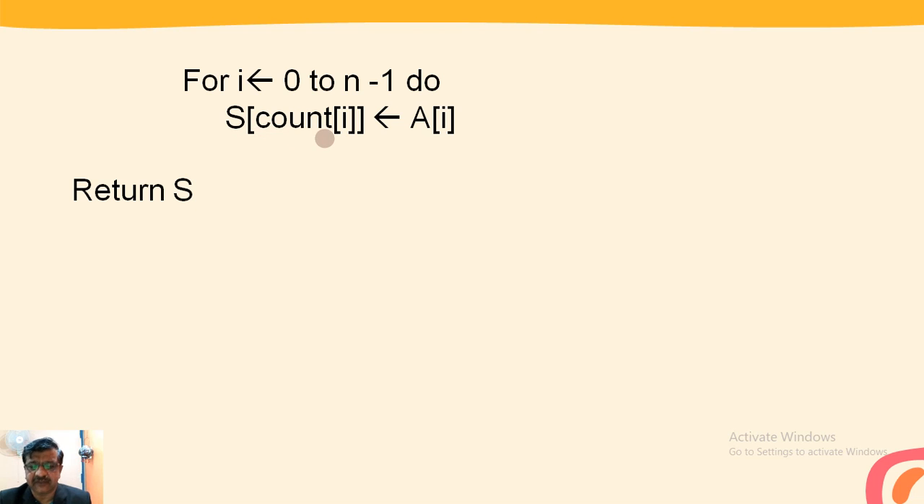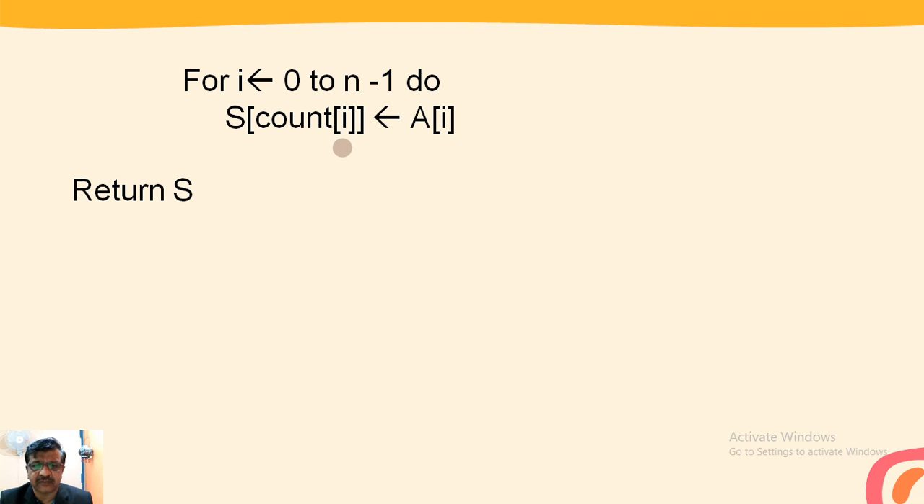Right? S of count, that is the number of counts available for the first element, should become... So here what goes is S[4] is equal to A[0].